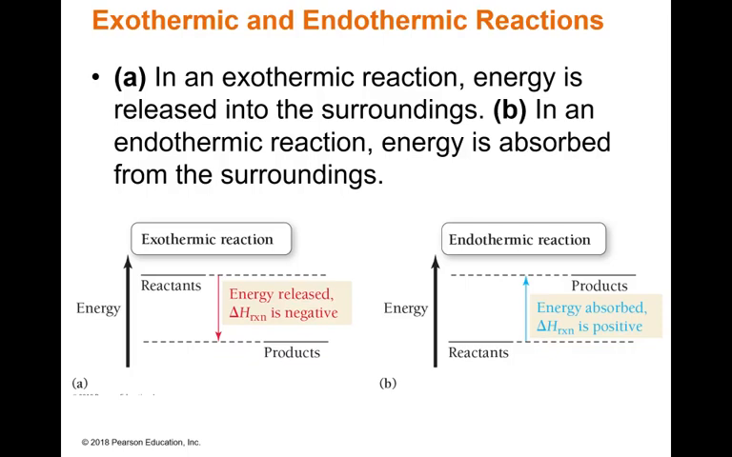Let's look at the two types visually. In an exothermic reaction, energy is released into the surroundings, often seen as heat or light. Combustion is a classic example. In an endothermic reaction, energy is absorbed from the surroundings. A common example is photosynthesis. Knowing which type of reaction you're dealing with helps with lab safety and understanding energy flow in biological systems.